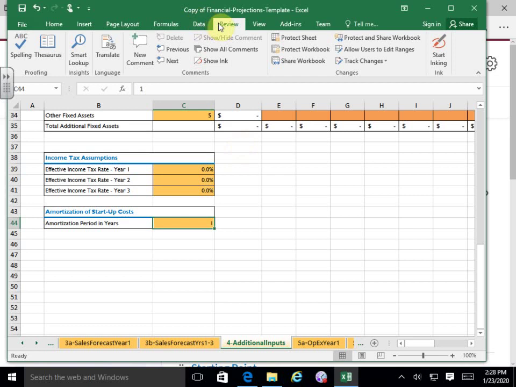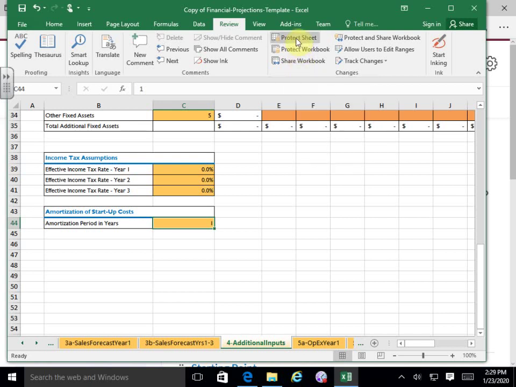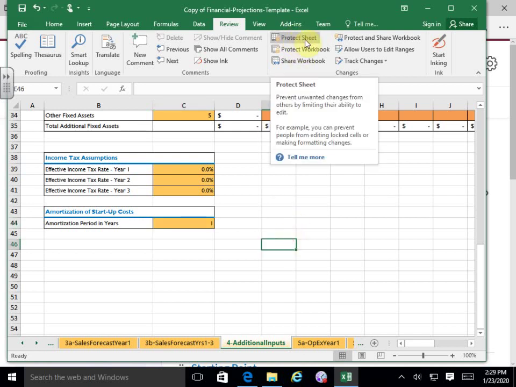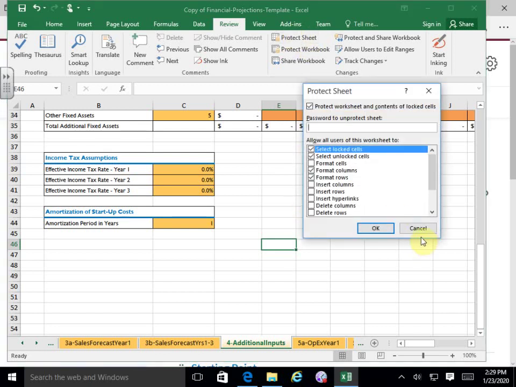How do you unlock it again? Okay. Go up to review. Click on that. Where it says protect sheet, maybe it says unprotect sheet, because I've already unprotected mine, so it might say unprotect sheet right up here. Click on that. Yeah, mine's bringing up something. The password to unprotect the sheet is just 1, 2, 3, 4. And then click OK.